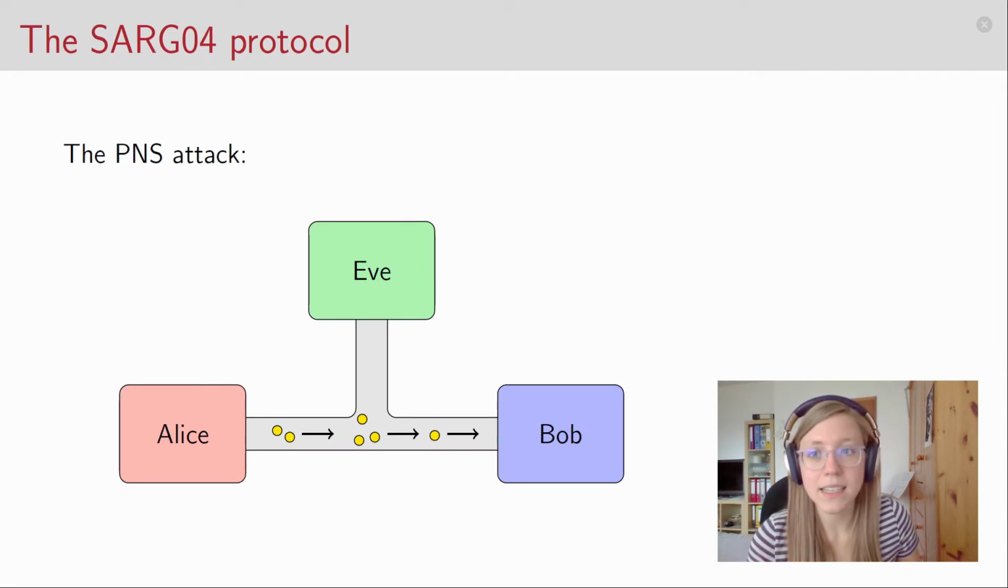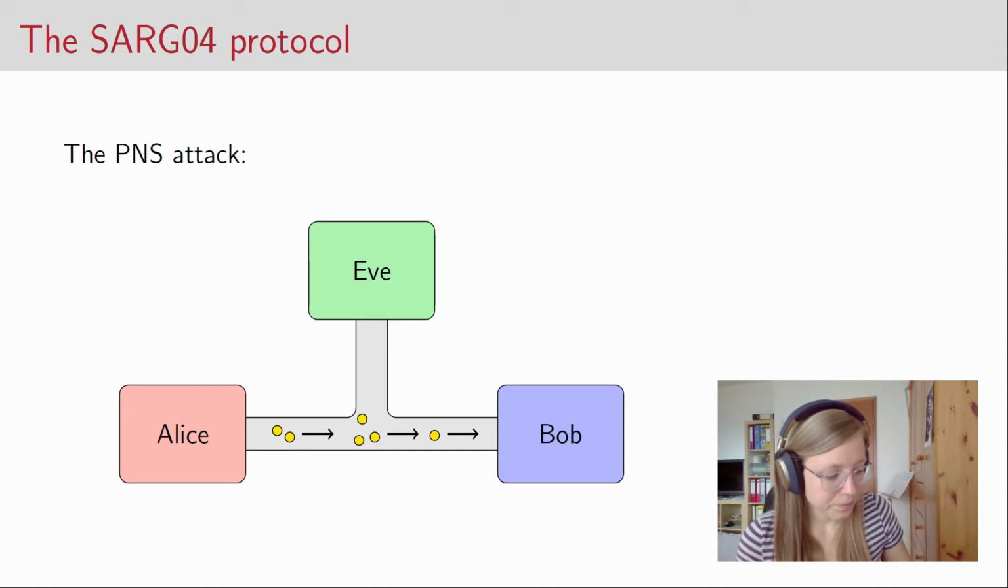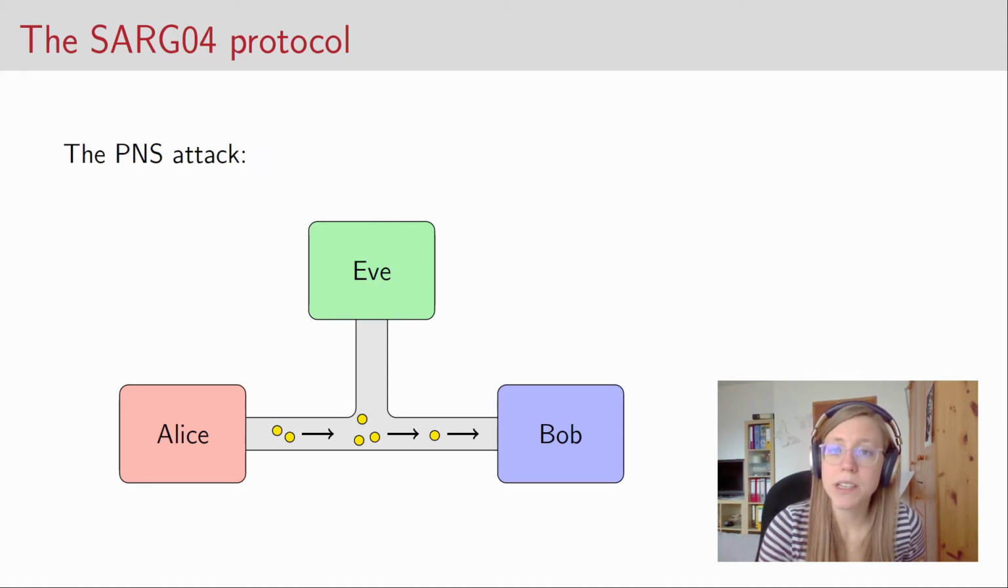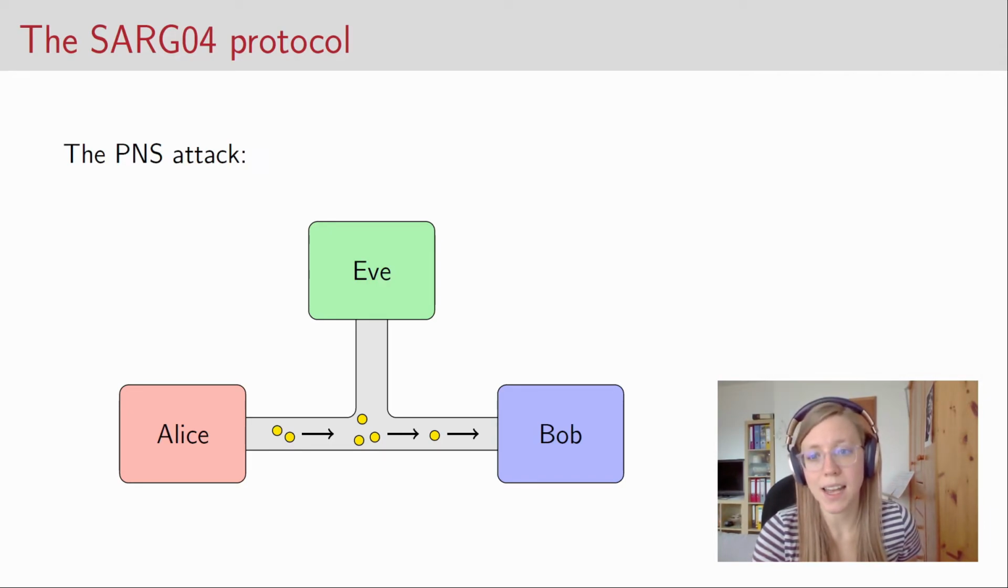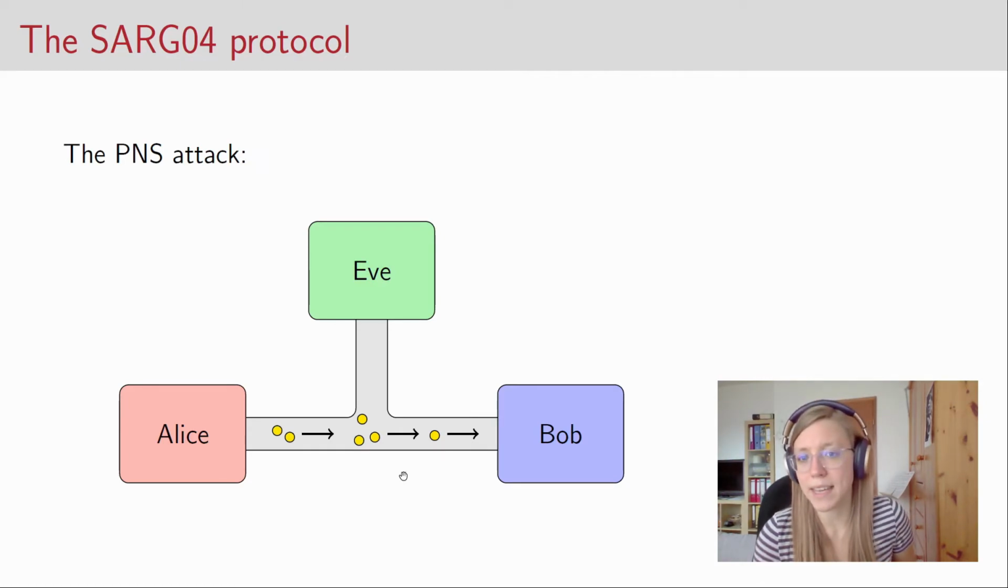Another protocol is the SARG04 protocol. It is named after the initials of the inventors, and it is tailored to be secure against a very specific attack, which is called the photon number splitting attack. I will explain it shortly. So here you have the scenario of a prepare and measure protocol. Alice prepares some states, sends them over to Bob, and Eve intercepts them. Here I have depicted only the quantum channel, because this is where the attack happens.